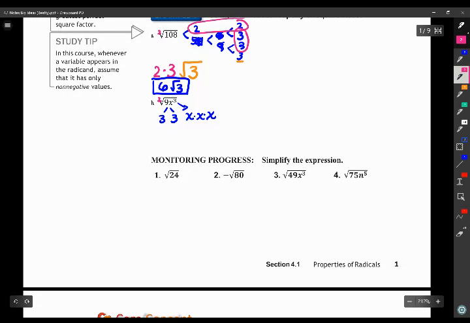And so I'm looking for pairs. So I have a pair of 3s and I have a pair of x's. And so the 3 gets to go out, the x gets to go out. And again, this little x didn't have a partner, so he has to stay home. And this is my answer.